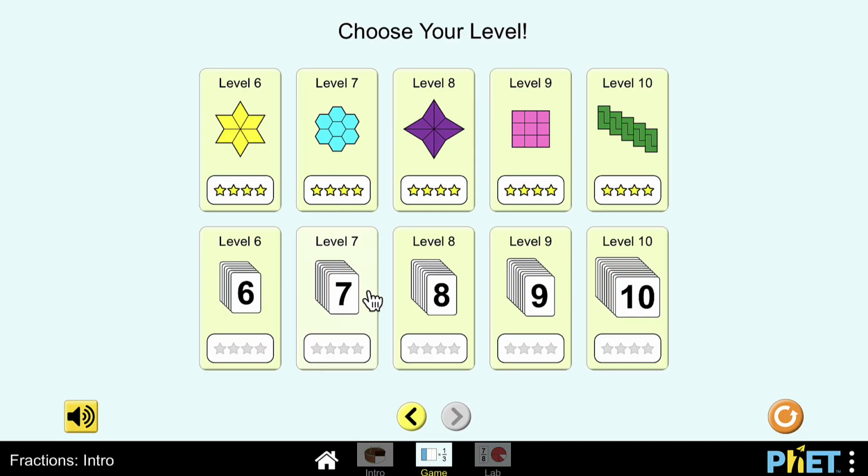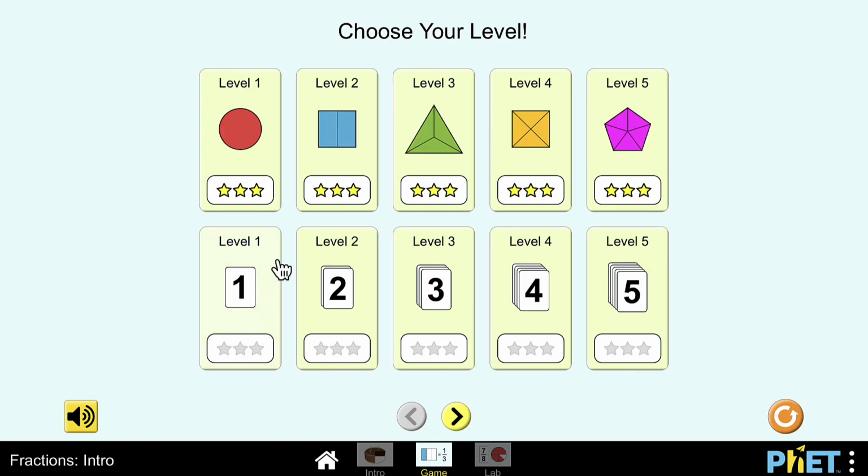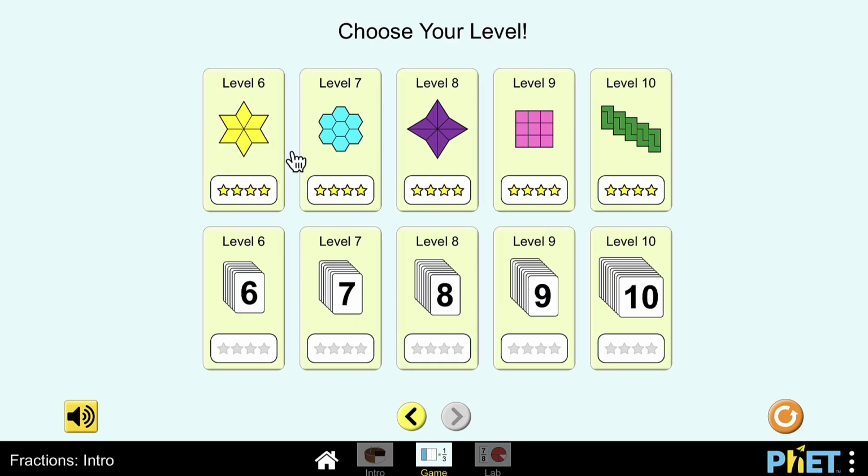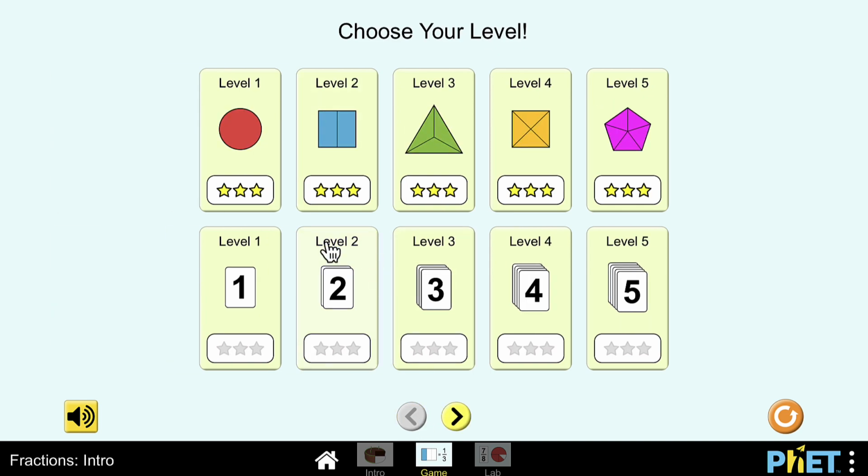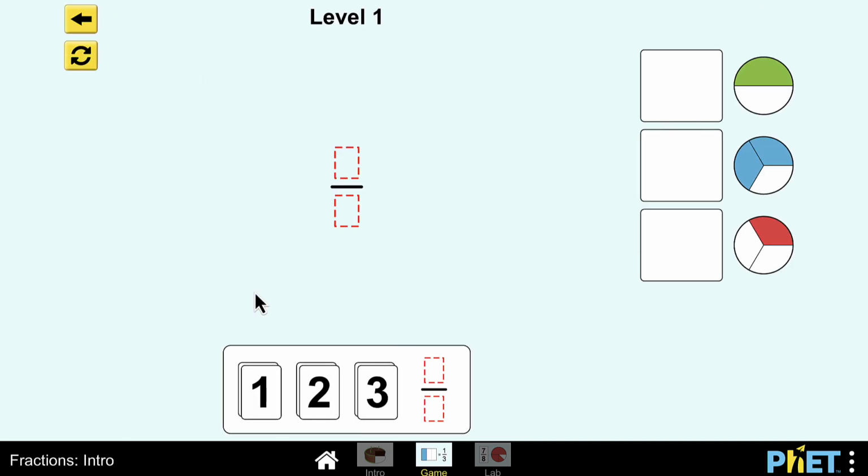Good job. We're just half the way because we completed all these levels from the top track. What about the bottom one? Let's start from level 1. Again, it's gonna start simple, but this time it's the opposite. They give us the shape. They want me to build the fraction.